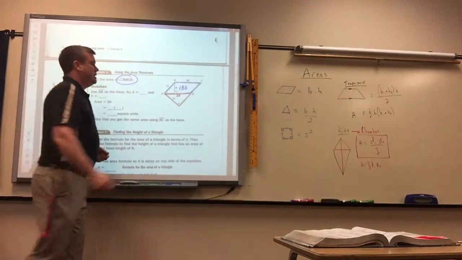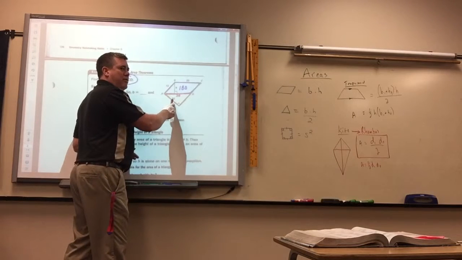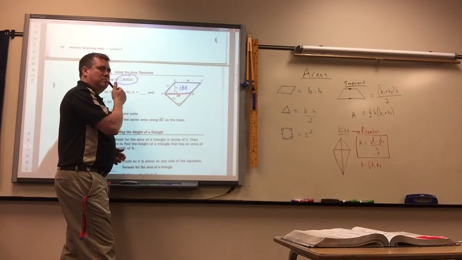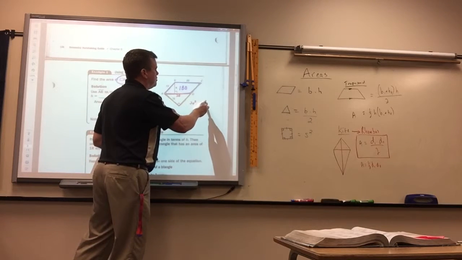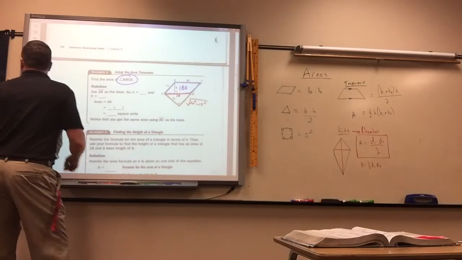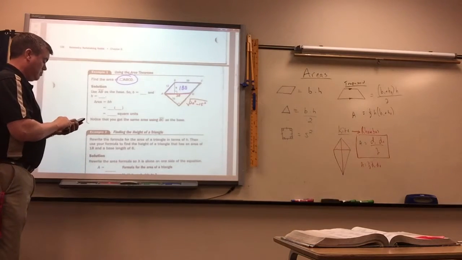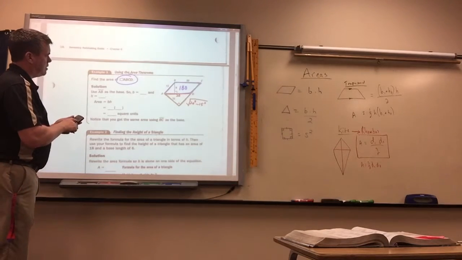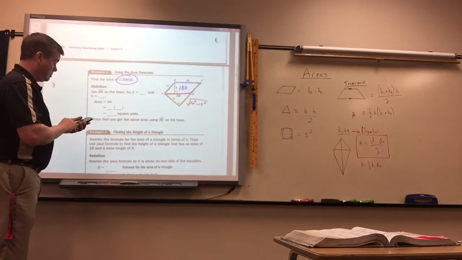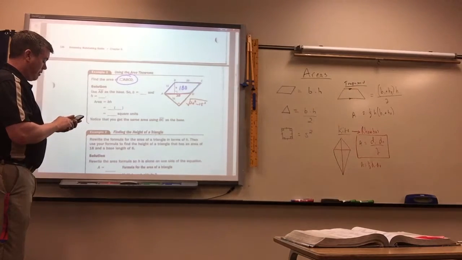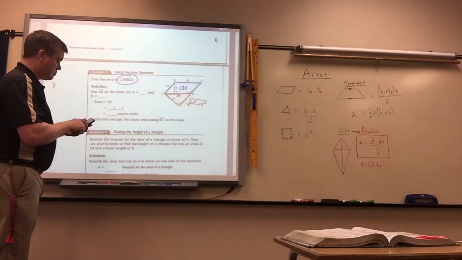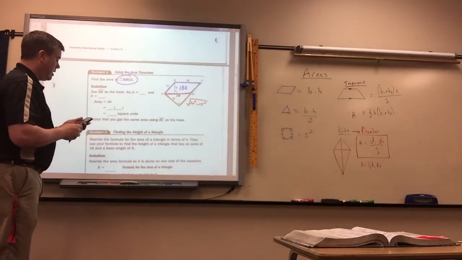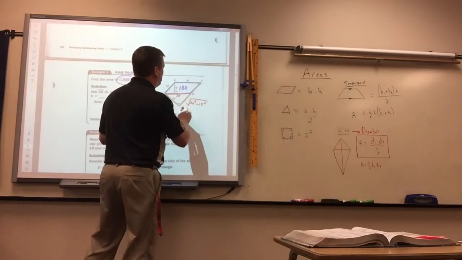Pythagorean theorem. So you got to square these 2, and then are you going to add them or subtract them? Subtract, because you're looking for a leg. 20 squared minus 15 squared, and then you square root it. So this turns out to be 13.2.